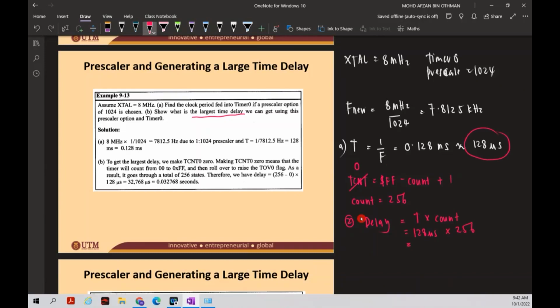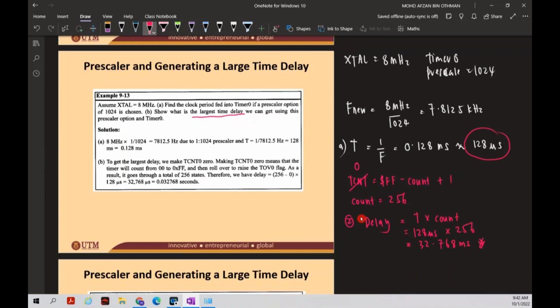Times 256. The largest time delay that you can generate here is 32.768 milliseconds. So this is the largest time delay that you can generate by using timer 0 with an external frequency of 8 megahertz and the prescale is 1024.